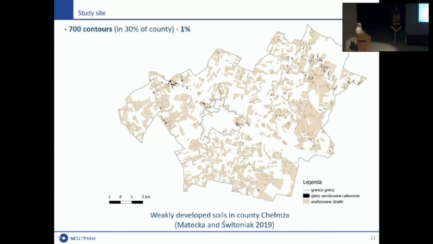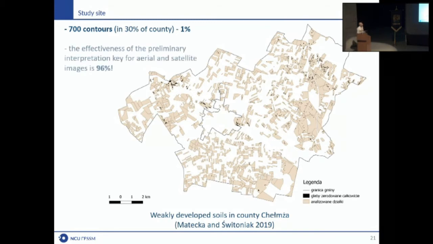It was, let's say, totally or strongly eroded, with this very light color on the top. 700 contours. Unfortunately, we could make it only in 30% of this country because 70% was covered by some crops or other things, so we couldn't make this investigation in these places. But in general, these contours cover 1% of areas where they could be estimated. So we can say that these strongly eroded soils cover 1% of the whole area.